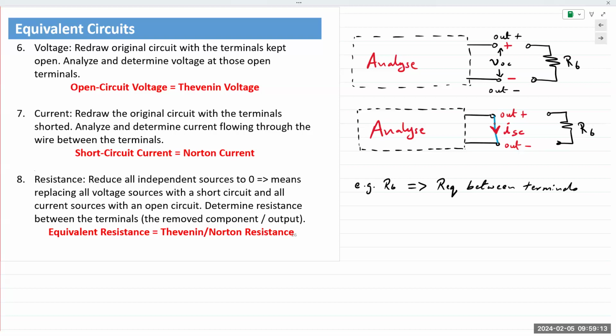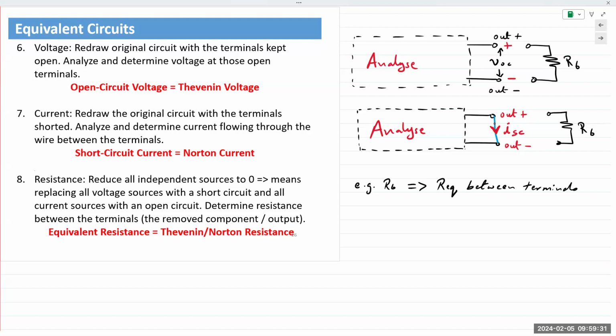Almost out of time, but those three circuits are independent. If you take RTH and you apply it to, I don't know, find VOC or ISC, your analysis would be incorrect. So do not do that. All three circuits are independent of each other. Okay, all three circuits are independent.